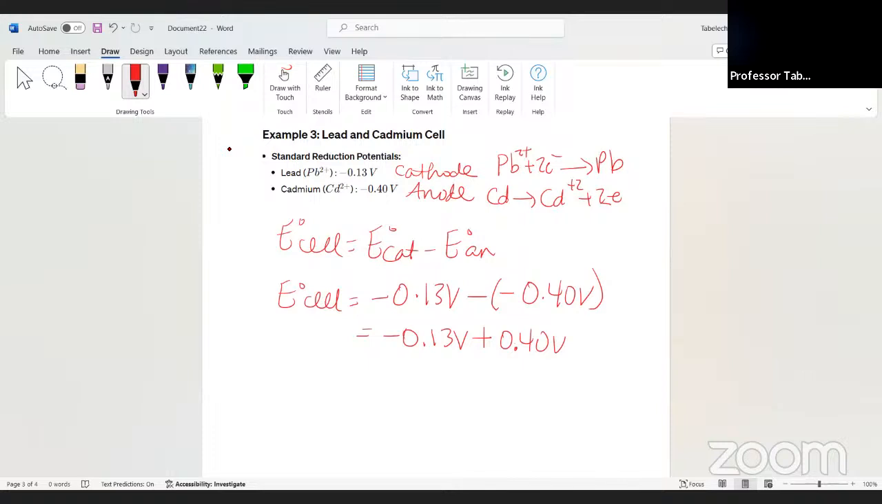So you've got the negative 0.13 volts plus 0.40, and you get positive 0.27 volts.